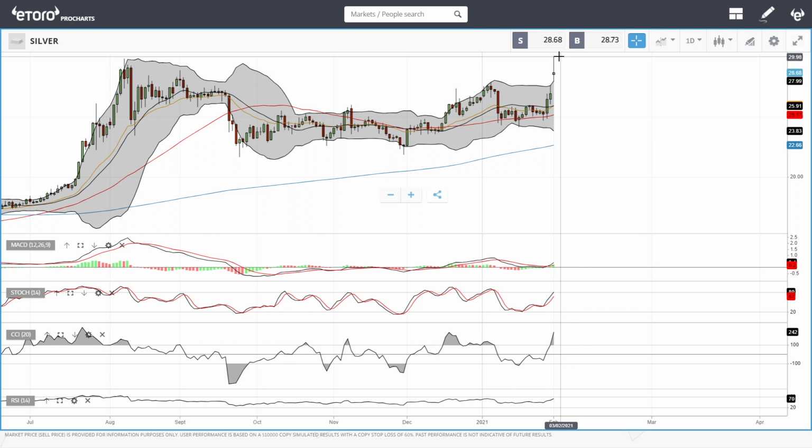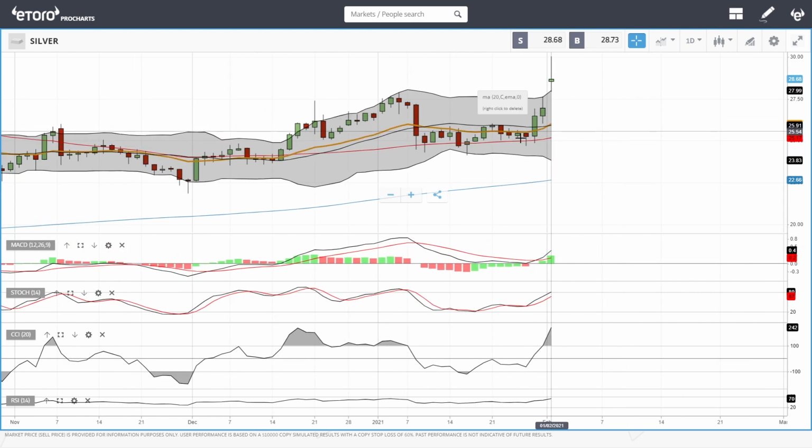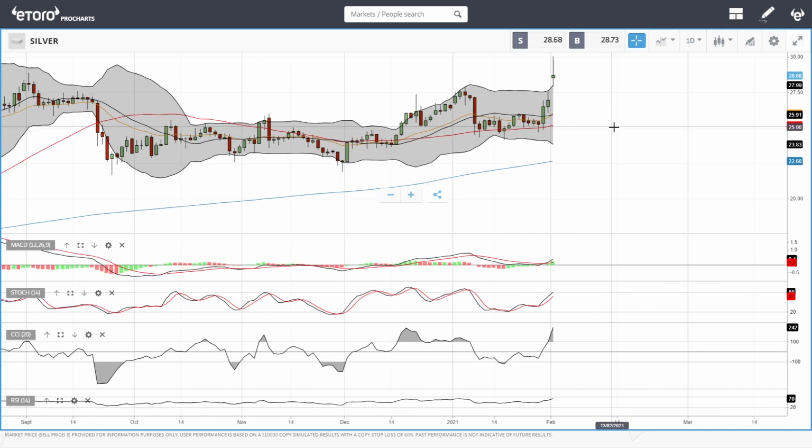Buying things outside of the Bollinger Band is just a recipe for disaster. You buy things when they are at support. You do not buy things when they are outside of the Bollinger Band. You will just lose a heck of a lot of money. At this point, we are going to test these previous highs again at $27, and then we're heading back towards the middle of the Bollinger Band at $25.